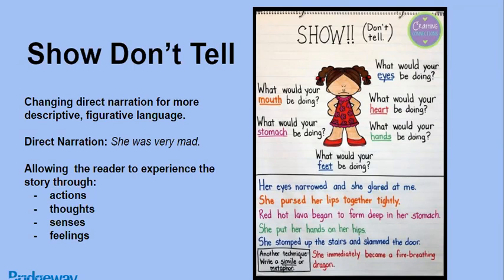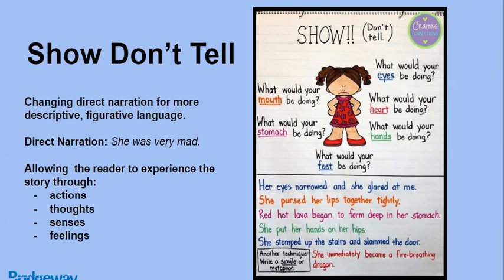This short video is going to go over the basics of this concept of show, don't tell. The idea is that we want to help the reader be immersed in our story, in our writing, in the setting, versus just directly telling them. So we change direct or telling narration into descriptive, figurative language, sometimes called flowery. We don't want to just say something like, she was mad. That's very direct, very telling the reader what to think. We want the reader to have to infer things themselves.